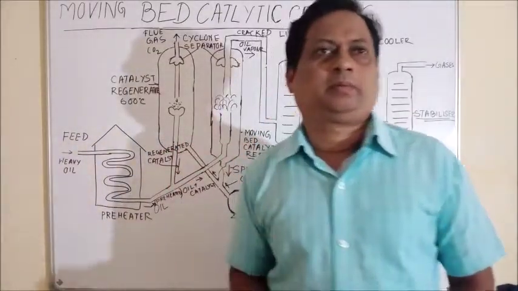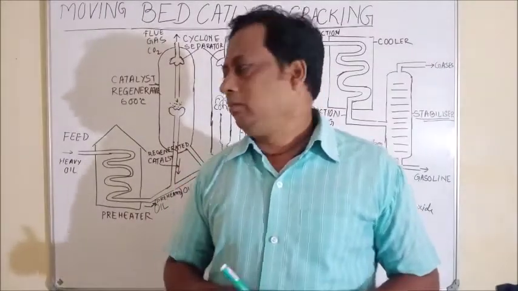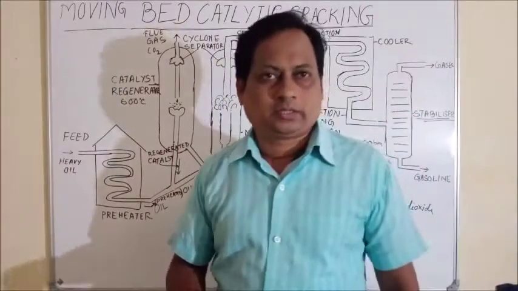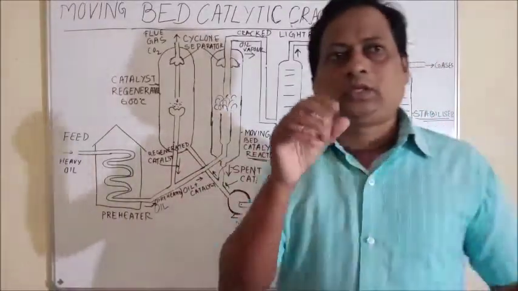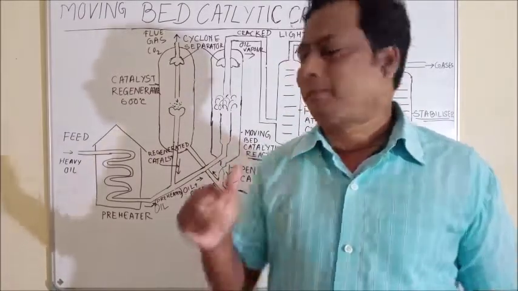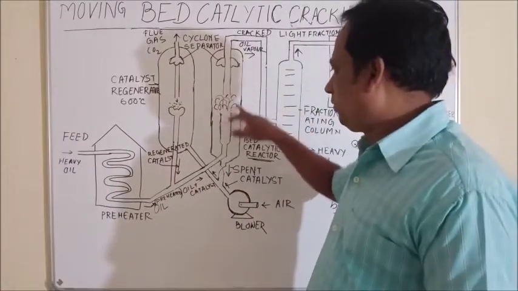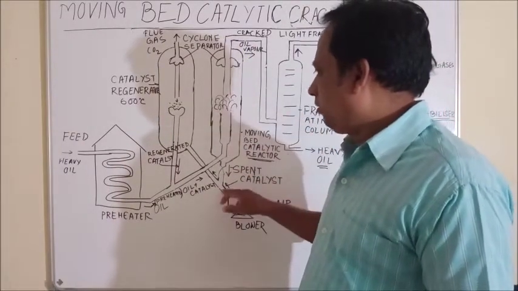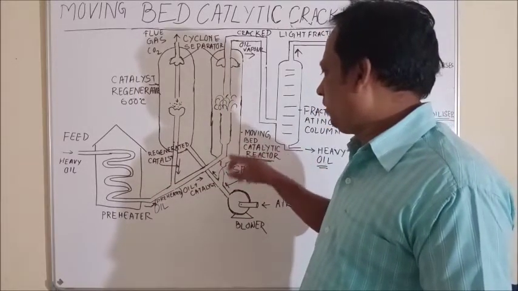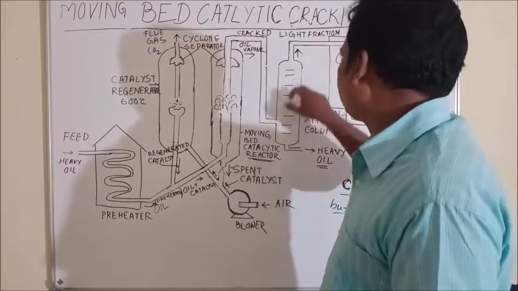Here the catalyst does not have a permanent bed or fixed bed as in the fixed bed catalytic cracking, because we do not see any fixed position for the catalyst in this chamber. The catalyst is going from here again to here, again to here, again coming here. So the catalyst is moving all through this way, and the oil flow is going this way.